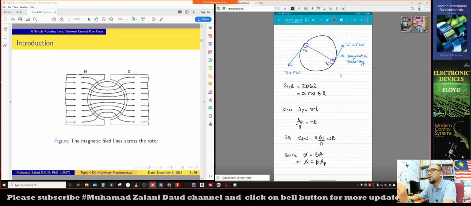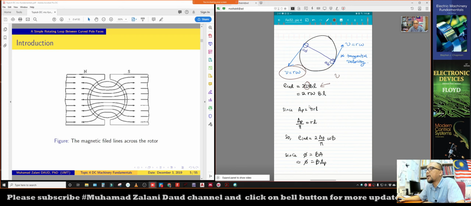Then using that AP and A, we are going to expand this equation. Earlier, this equation was 2VBL, and then we substitute V with R omega. We know that V is R omega, the tangential speed or velocity of this particular cylinder. So we substitute V with R omega, and it becomes 2 R omega BL.